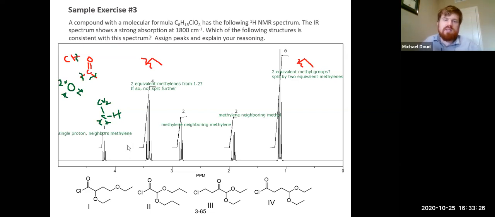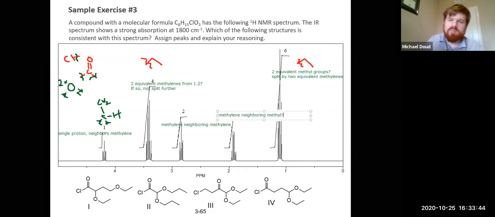Okay, now as we look at these other peaks here, we notice a couple things. Here we have a methylene group. It's integrating to 2, and it's split into 3 here. Let me change this just a little bit, because we don't really know if this is a methylene neighboring a methyl. We're just going to put a question mark there. We can't really tell based on the splitting or integration how that goes.